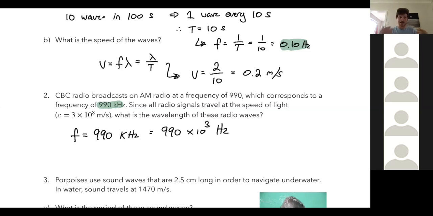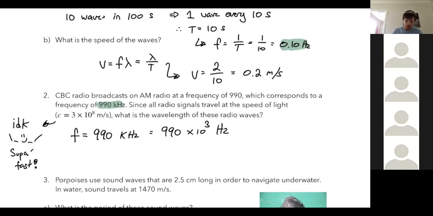Regardless, AM radio has a frequency of that, and it's a radio signal, which means it travels at the speed of light, and the speed of light is measured by a c, okay? I don't know why. It just is. It's 3 times 10 to the 8 meters per second. It's super fast. Okay.